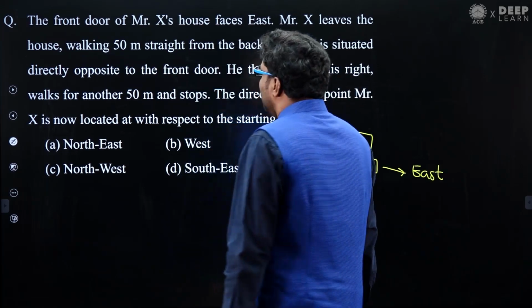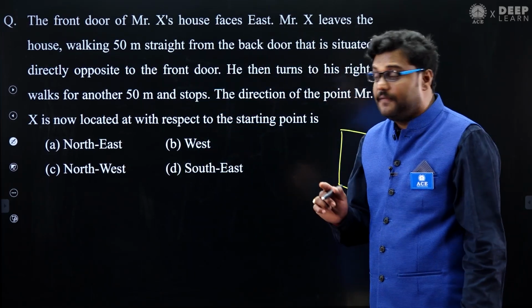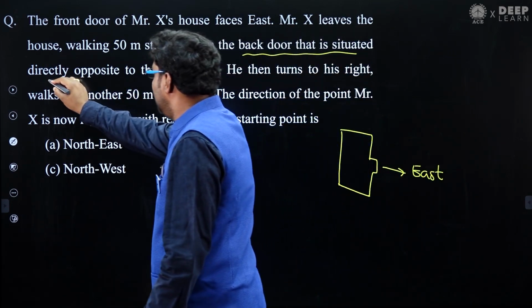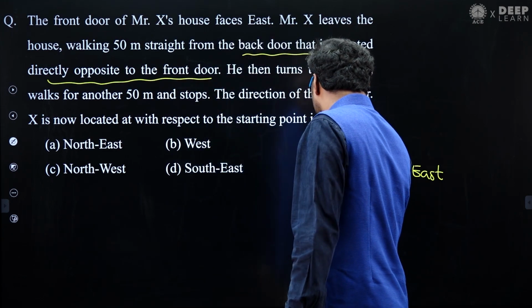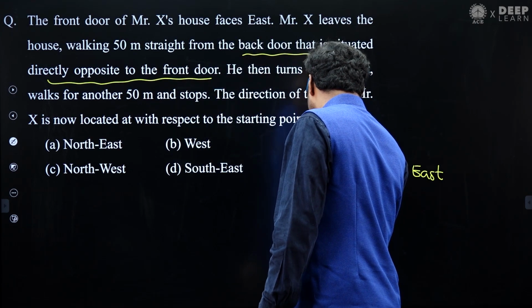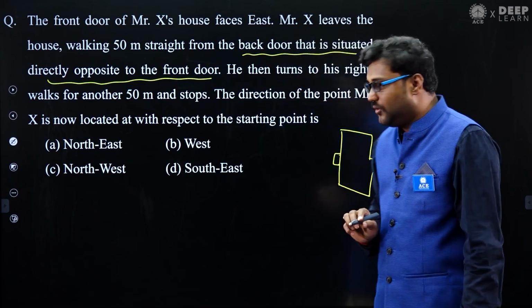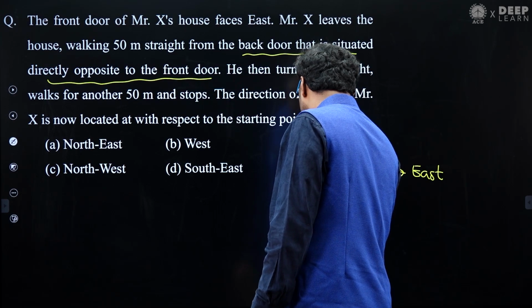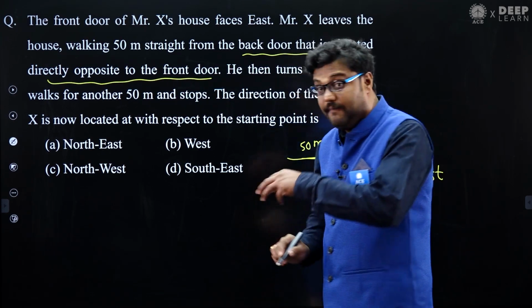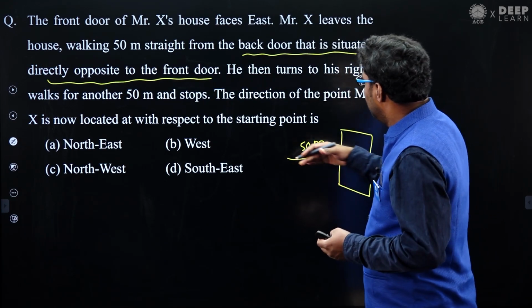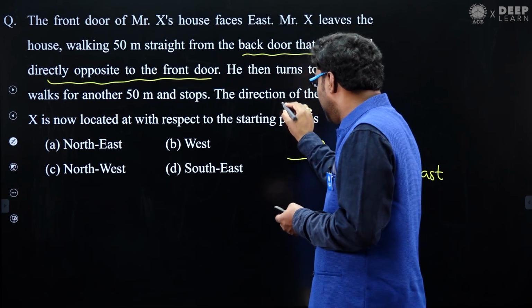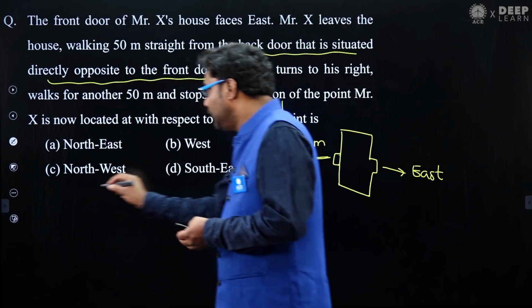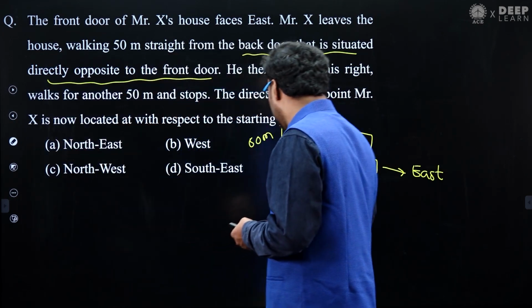But Mr. X leaves the house walking 50 meters straight from the back door. That back door is situated exactly opposite to the front door. So he is moving from the back door, 50 meters, towards the west direction. Then he turns to his right. Right means this way. Again he walked 50 meters. So 50 meters to the west, then 50 meters towards the north.